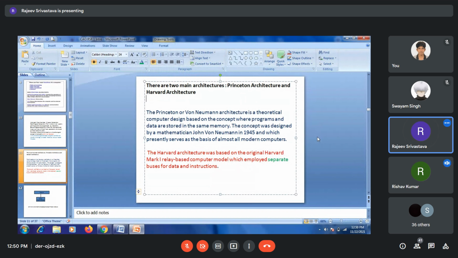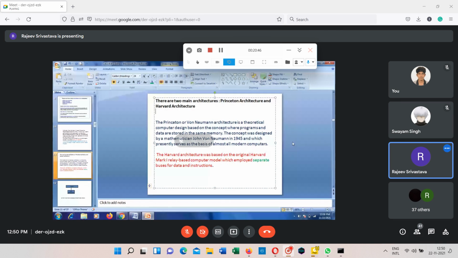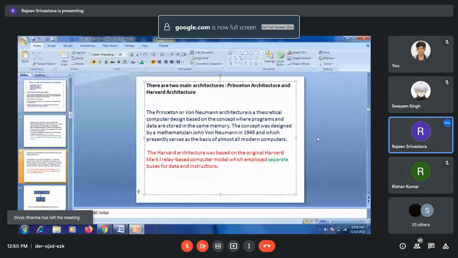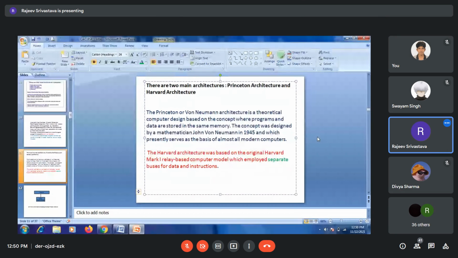So the main difference is, in the von Neumann or Princeton architecture, the program and data share the same memory. In the Harvard architecture, the program and data are stored in separate memories. This is the main difference. So most of the systems which we use, general purpose computers, are based on the Princeton architecture, and the specific systems which are small are generally based on the Harvard architecture, where the program and data are separate.